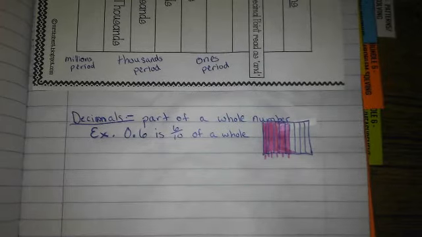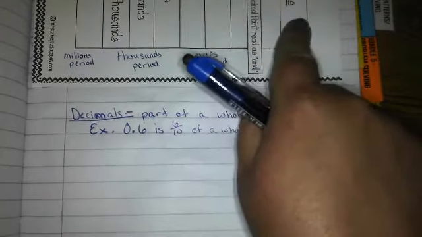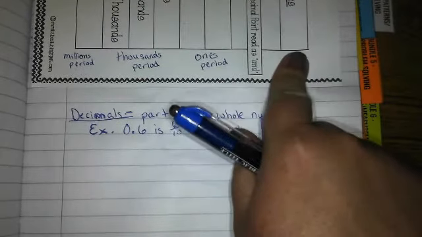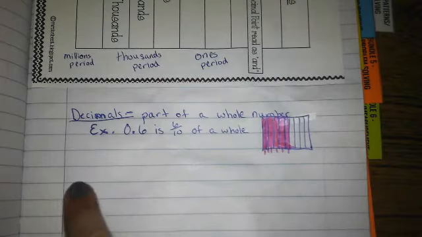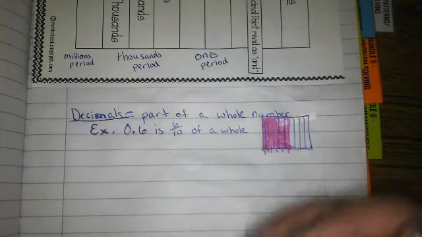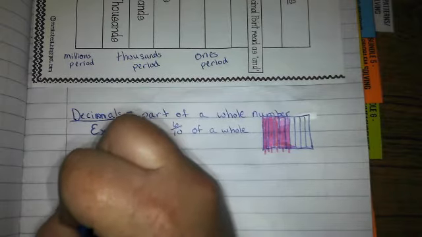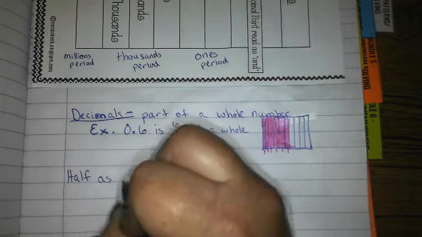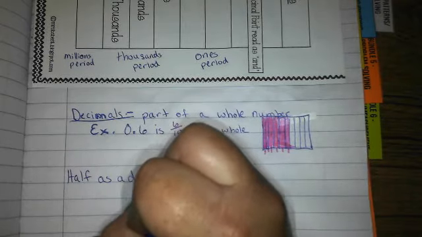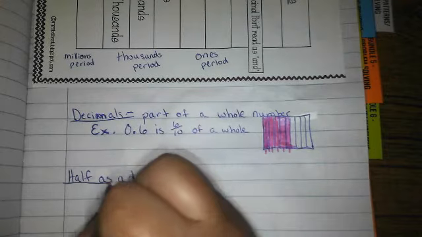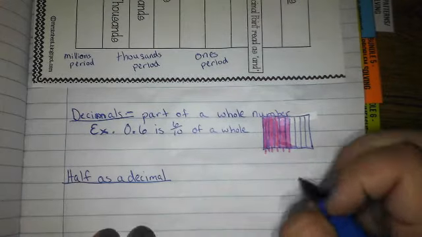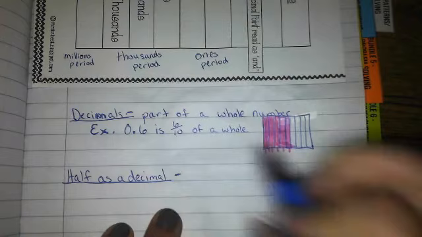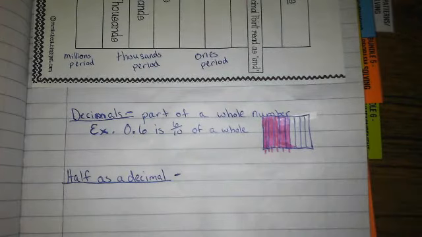The next thing we're going to write down is just good information for us to know. Now, we're also going to have to talk about hundredths, but I'm going to show you that in a moment. So right now, I want to look at what half means in decimal form. So half as a decimal. And we're going to go ahead and underline that because you need to know this. It's very important.